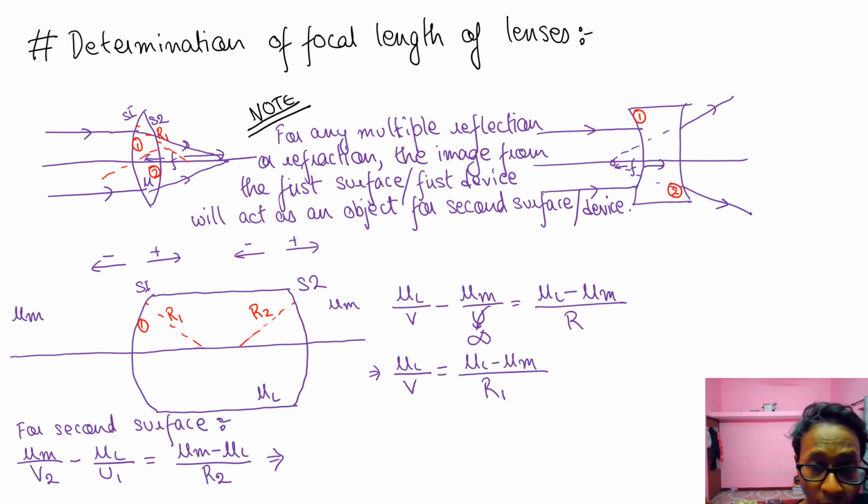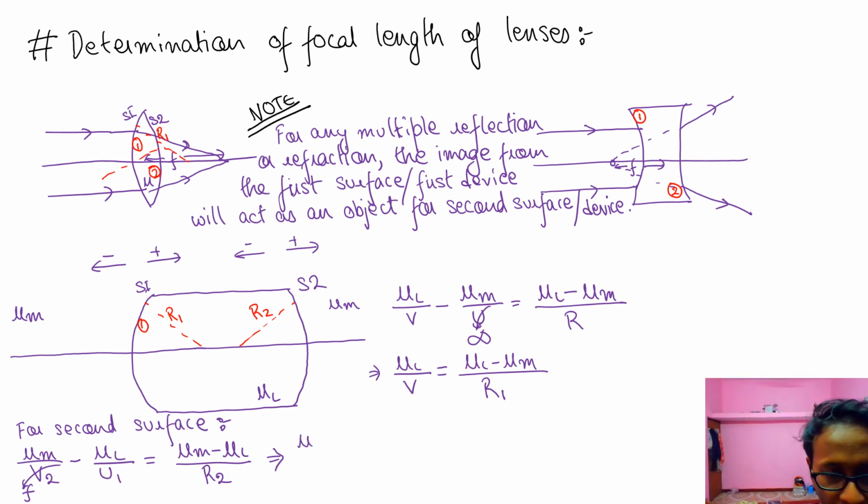Okay, what is V2 out here? V2 is nothing but the focal length. See, out here the entire first and second surface will converge an object from infinity to the focus, no? So the object is at infinity and the image should be at focus.